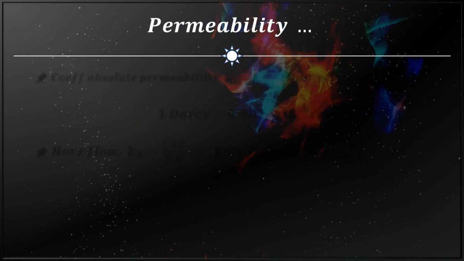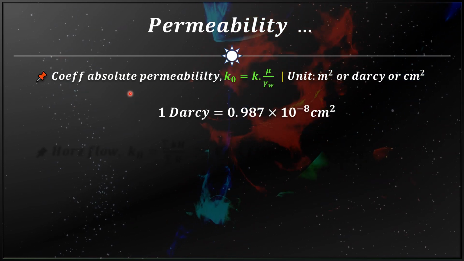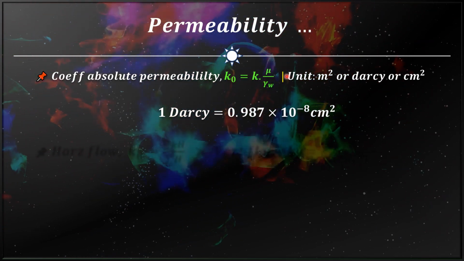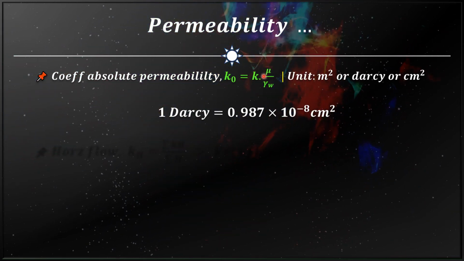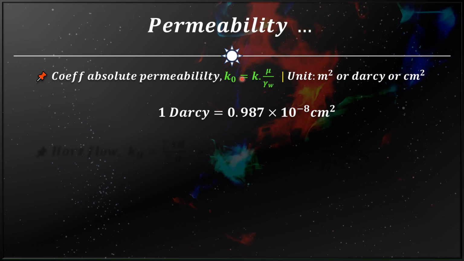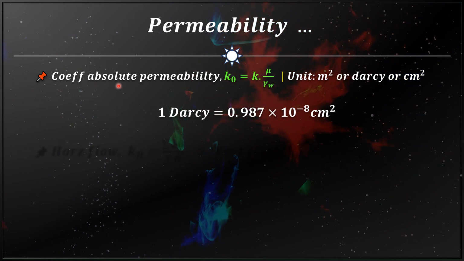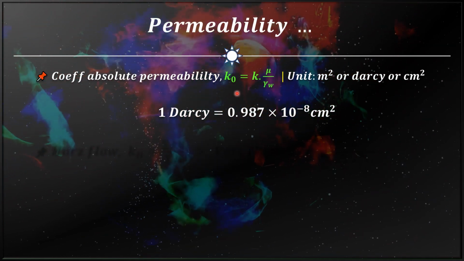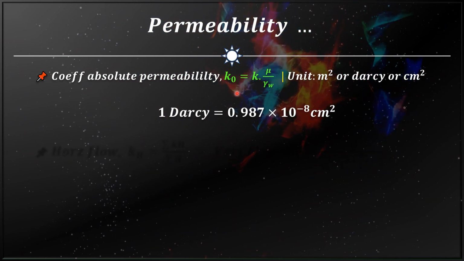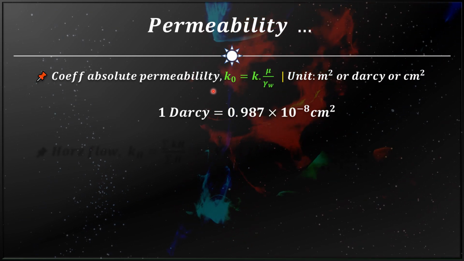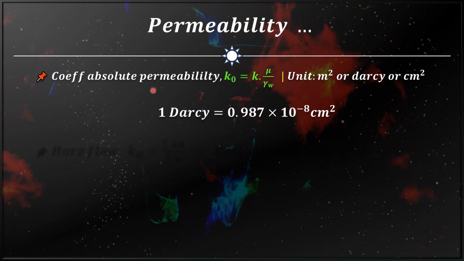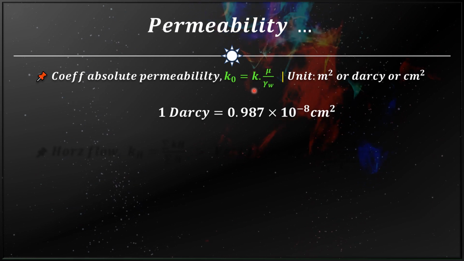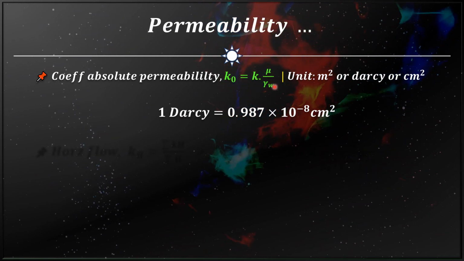Now we shall see some other things regarding permeability also. Coefficient of absolute permeability is nothing but K naught is equal to K into nu by gamma w. So if we multiply the actual coefficient of permeability with nu and gamma w, we get K naught, that is, absolute permeability. What it means is that absolute permeability does not depend on the viscosity of water and the unit weight of water. So we have to understand the difference between coefficient of permeability and coefficient of absolute permeability. Absolute permeability does not depend on the dynamic viscosity of the liquid flowing in the soil strata and also the unit weight of that liquid, here water.